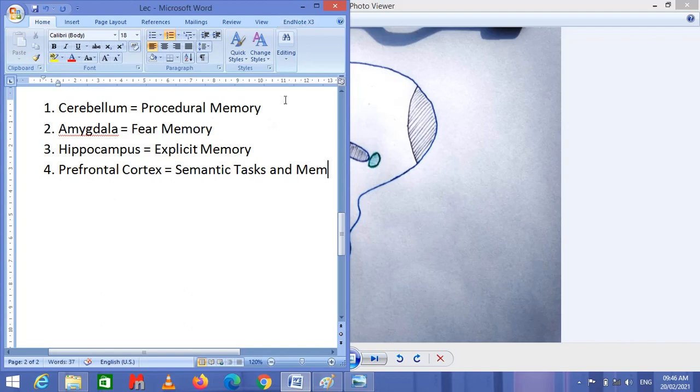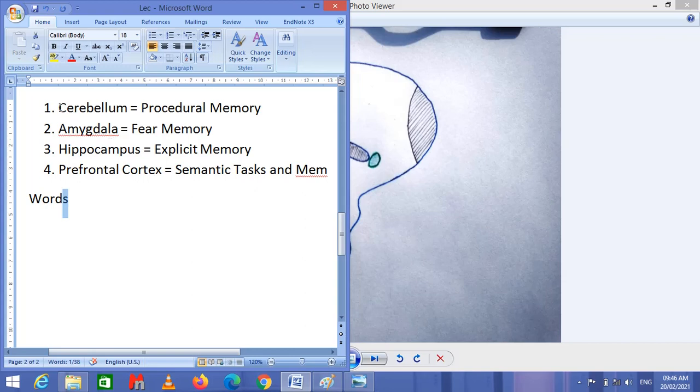What is semantic? Semantic means anything which is related to words. So what is a semantic task? A semantic task is to listen to any word and to give information about that word. That is called a semantic task.